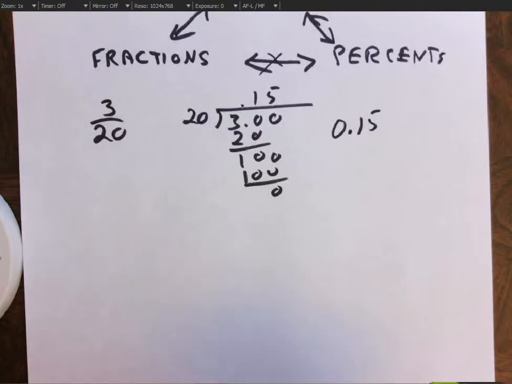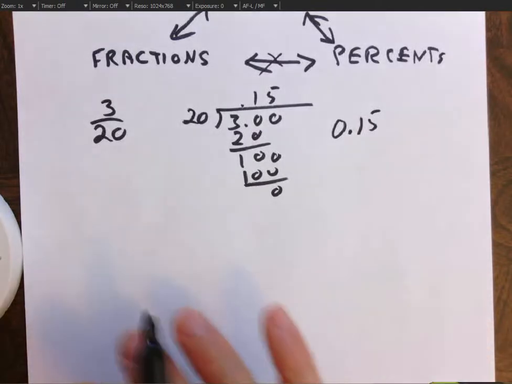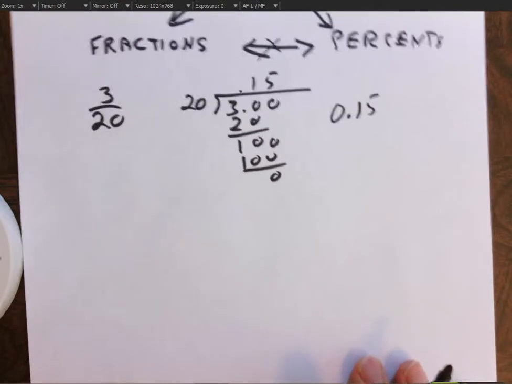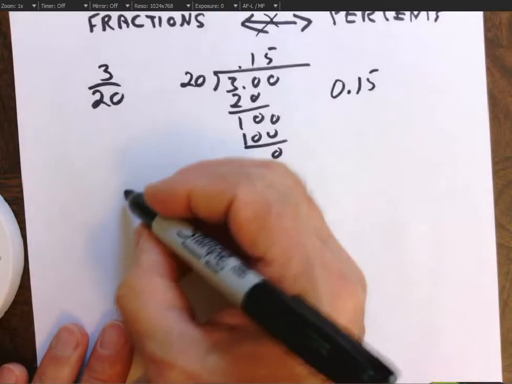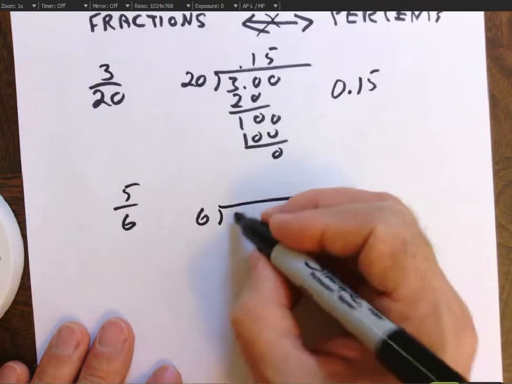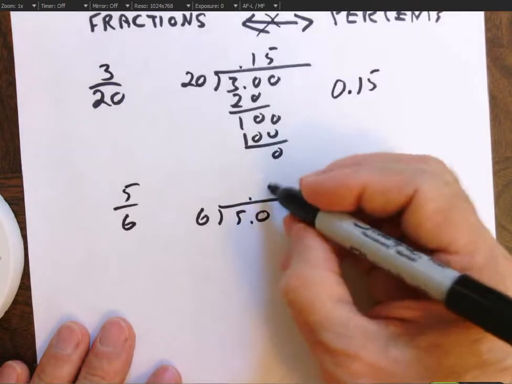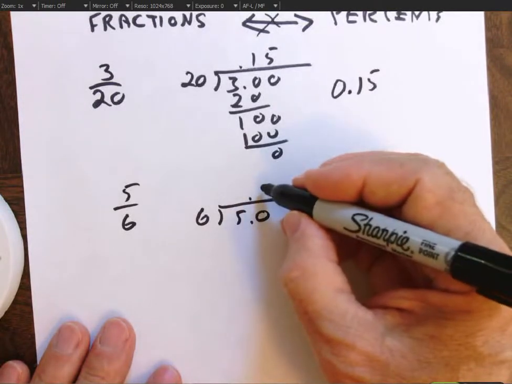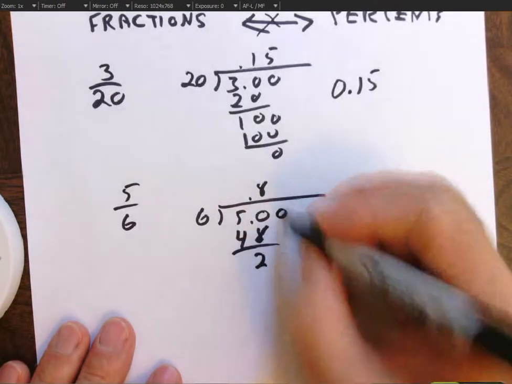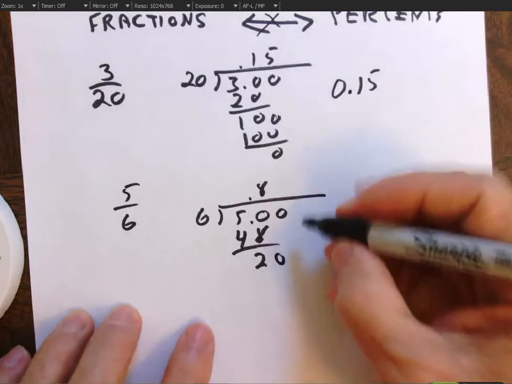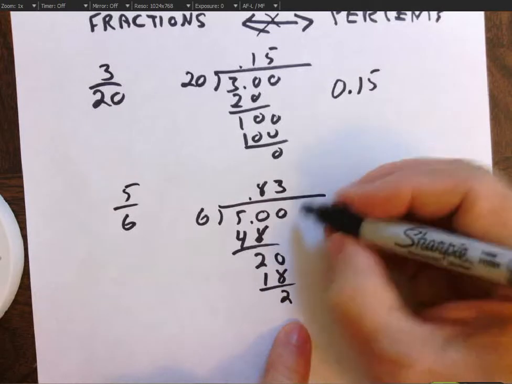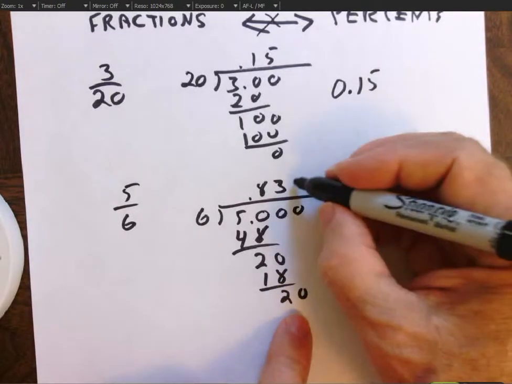When you convert a fraction to a decimal, you'll always get either a terminating decimal like this or a repeating decimal. An example of that is 5/6. If I do 6 into 5, that goes 8 times. 8 times 6 is 48. Carry the 2. Stick a 0, bring it down. 6 goes into 20 3 times. 3 times 6 is 18. Subtract 2. Okay, I got a 2. So I'm just going to be repeating the same problem over and over.